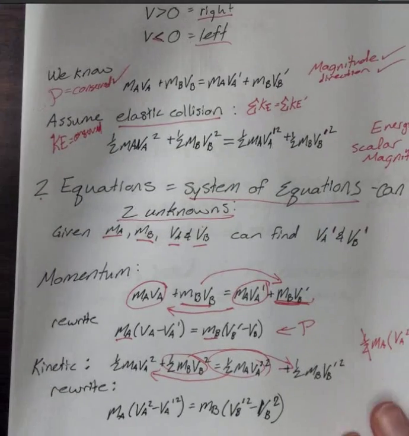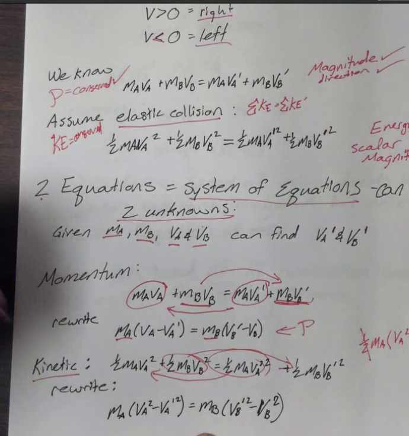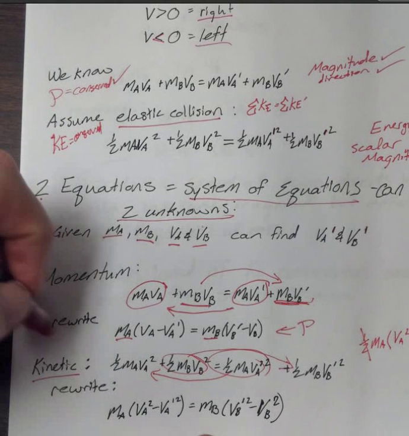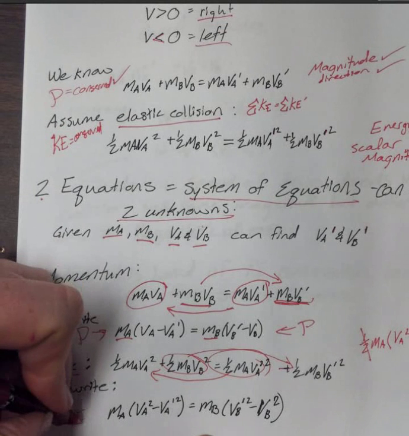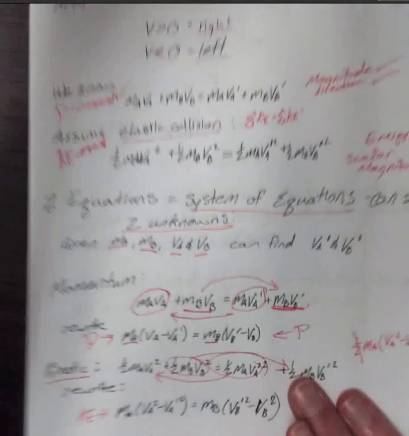So here we have the kinetic energy conservation equation rewritten so that it's in its parallel form to the momentum equation. So here's our kinetic energy equation, where the mass is distributed to the square of initial minus final velocity for A, and mass of object B is distributed to the square of final velocity minus initial velocity. And again, you see that it's the exact same pattern of final and initial velocity for A and B. So we have these two rewritten equations.